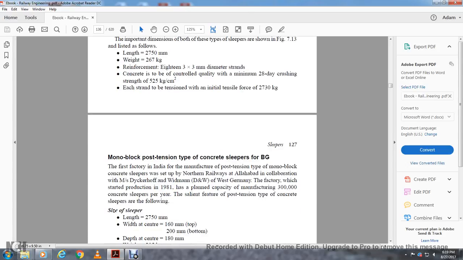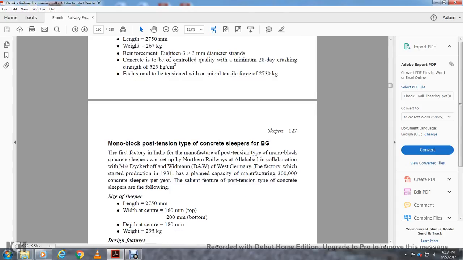The monoblock post-tension type of concrete sleeper for broad gauge. The factory in India manufacturing the post-tension type of monoblock concrete sleeper was set up by the Northern Railways at Allahabad in collaboration with M/s Dyckerhoff & Widmann, West Germany. The factory, which started production in 1981, planned a capacity to manufacture 300,000 concrete sleepers per year. The salient features of the post-tension type of concrete sleeper are as follows.